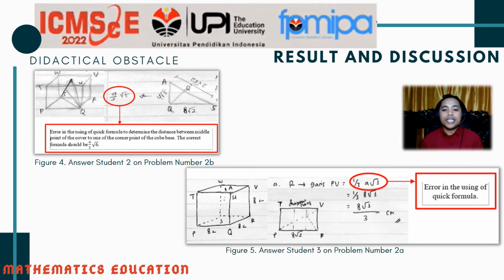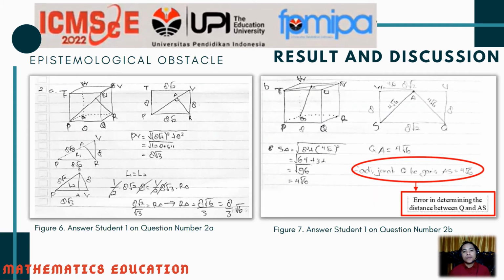This habit of using the quick formula may cause students to get less experience in constructing the distance from one point to another geometry object. By teaching the quick formula to students, indirectly the teacher has intervened in the discovery process as well as the students' concept understanding. Last, epistemological obstacle.